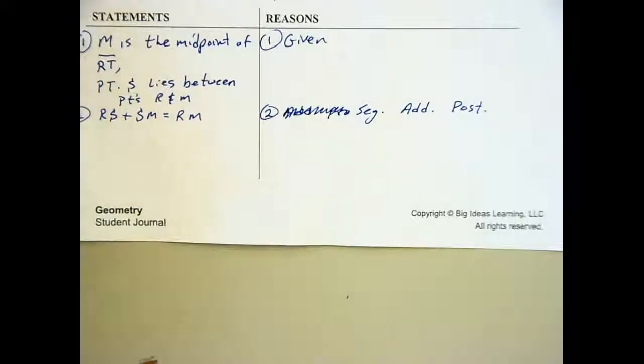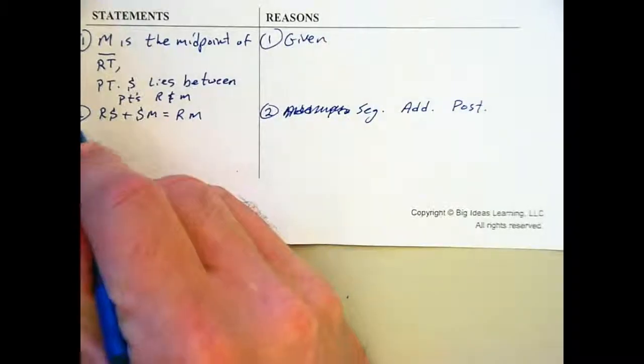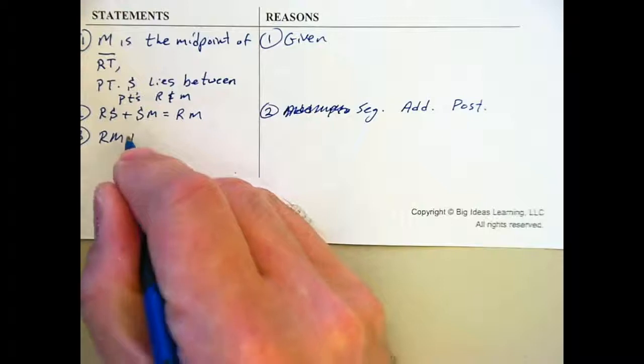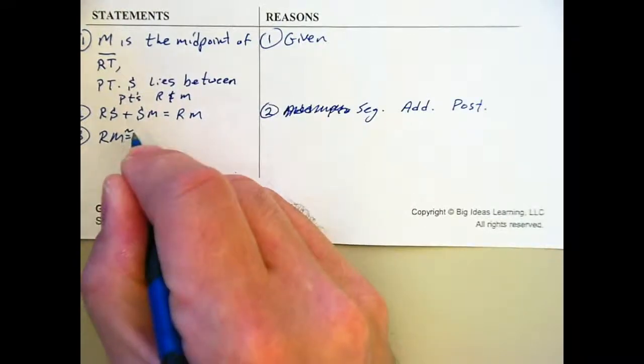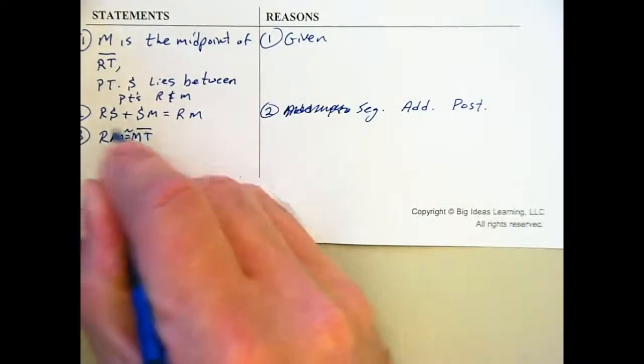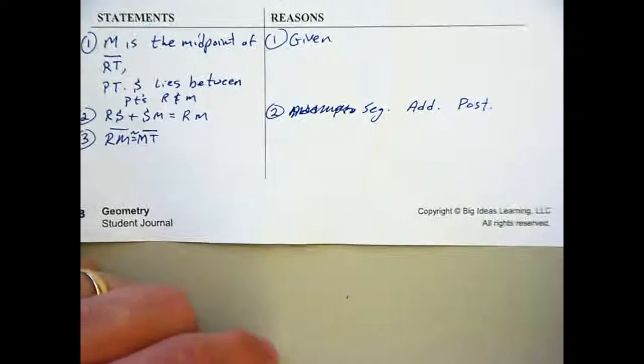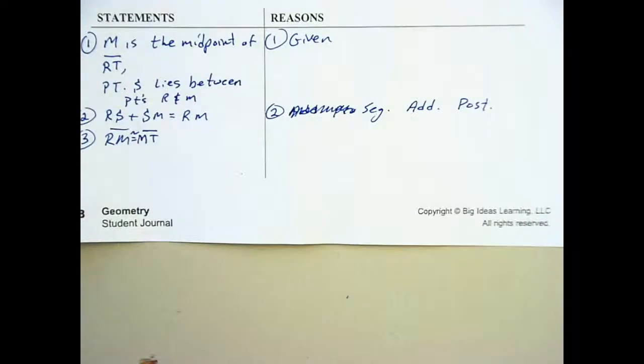If we look back at, yeah. Okay, RM is congruent to MT because of the definition of a midpoint. Okay, so RM is congruent to MT. Is that the definition of midpoint? Tell your neighbor what you think. Will that work?